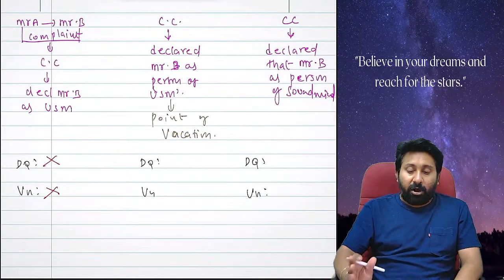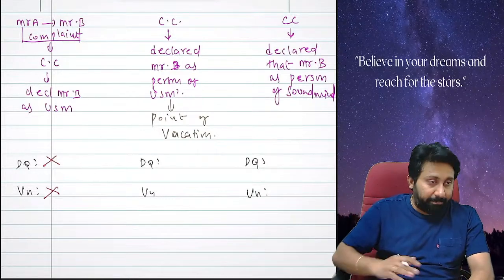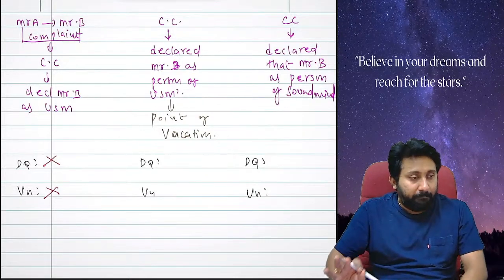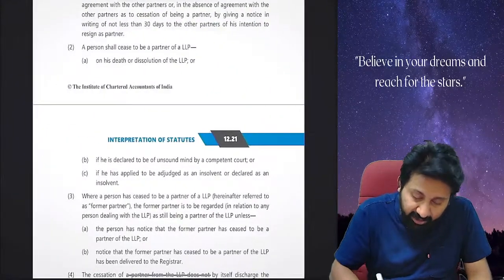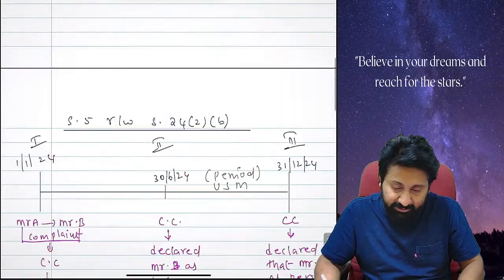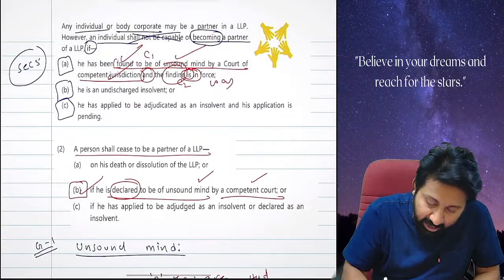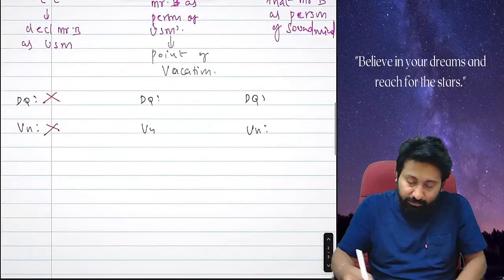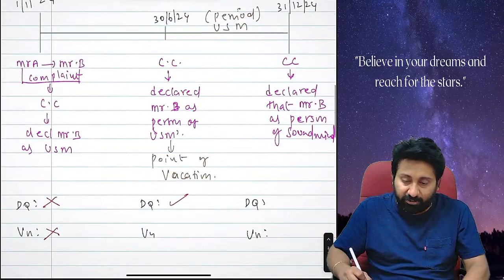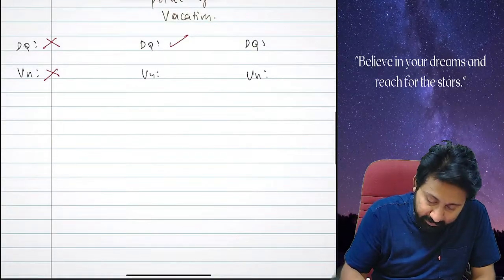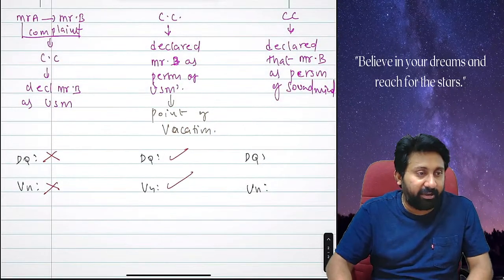Second, the competent court declared Mr. B as a person of unsound mind. Point of vacation started. Now listen carefully. The court also declared, see the text here: found to be unsound by a court of competent jurisdiction and the finding is in force. Disqualification, yes, starts from 3/6/2024. Vacation, yes, that will also get attracted.